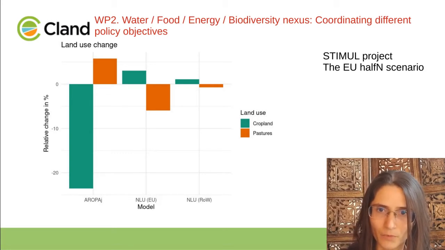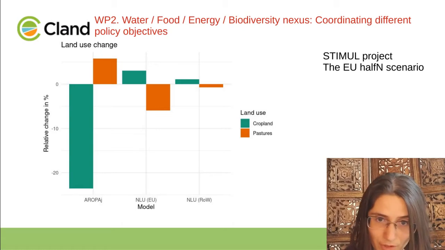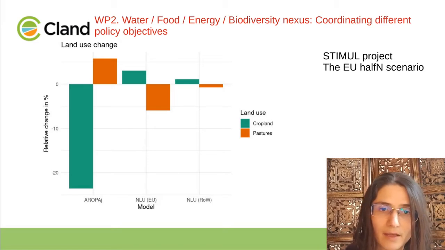So, what does it mean to have the halving of the use of mineral nitrogen in European agriculture? We can see that it will have a strong impact in terms of land use, as predicted by the AgroParisTech supply side model. And we see that we have a loss in the cropland, here in green, and a small increase in pastures. So these are relative changes in percents. They don't sum at one, so don't be bothered by this.